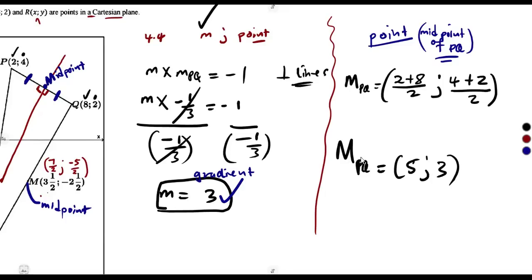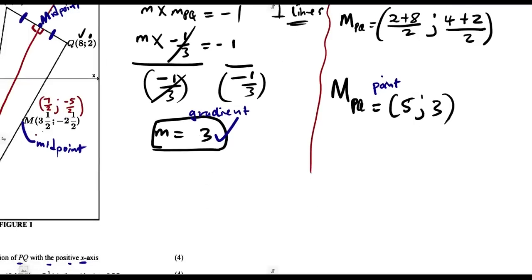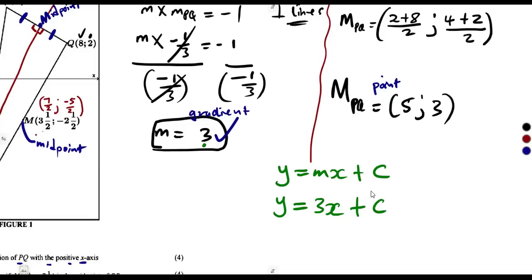So the midpoint is the point that we are going to use in determining the equation of this line. Having a point and the gradient is enough for us to determine the equation. Here we are not told to leave the answer in a particular form, so you use any that you understand. I'm going to use y = mx + c, where m is the gradient, and m is 3. So y = 3x + c. To find c, substitute the point, which is the midpoint of PQ: y is 3 when x is 5.